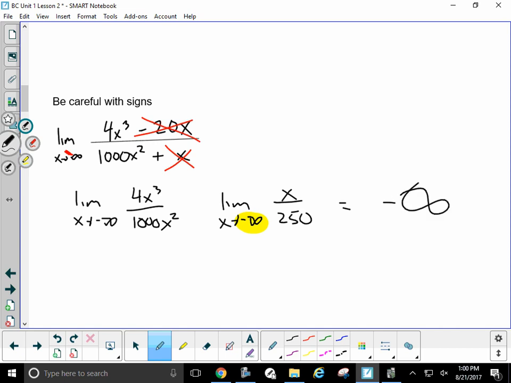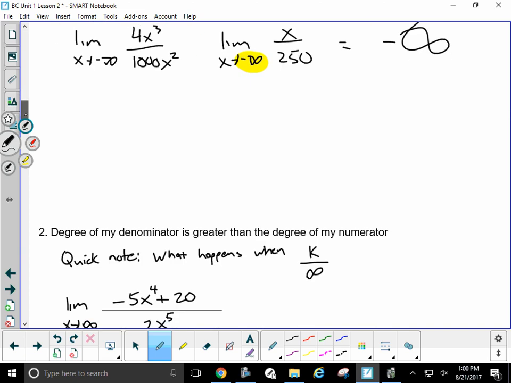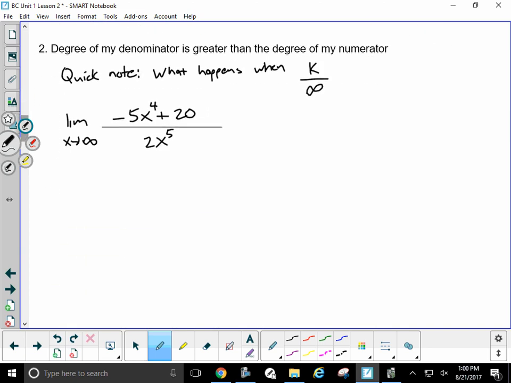This is important to understand that it could be negative, because as I'm traveling to the left, my function would be trending downwards to bigger and bigger negative values. Okay? So that's the first situation, if my numerator is growing faster than my denominator. Second situation, if my denominator is growing faster than my numerator.